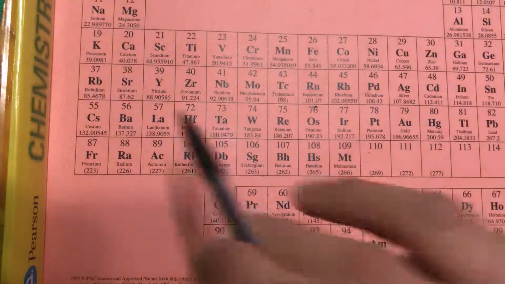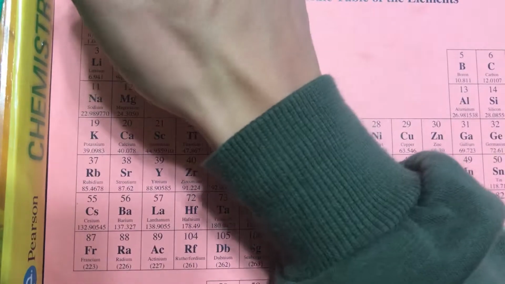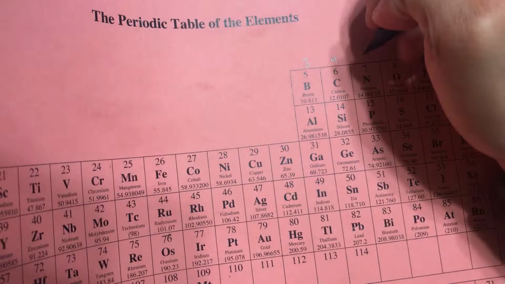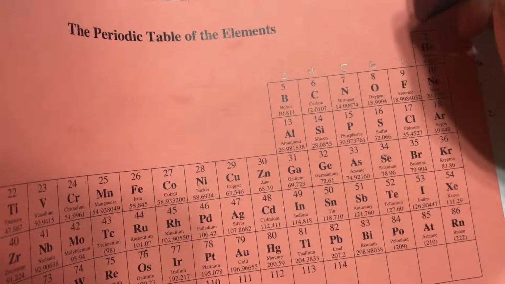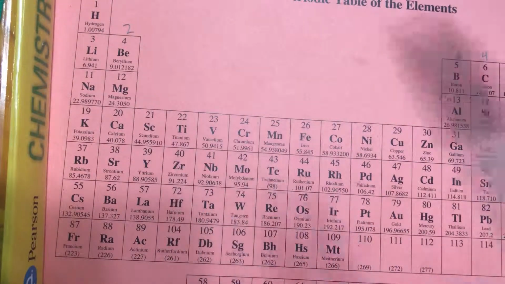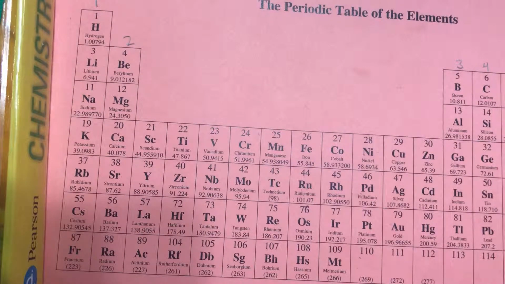Alright, so regarding the group number, it's going to be from here to here. So we're going to count off 1, 2, 3, 4, 5, 6, 7, and group number 8. So the relationship between valence electrons and the group number is that they're literally the same number. So if an element has 3 valence electrons, it'll be in group number 3.